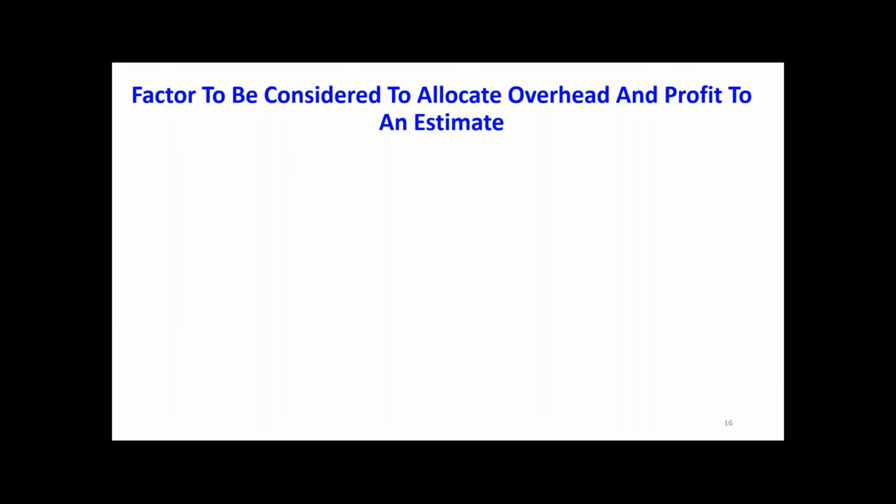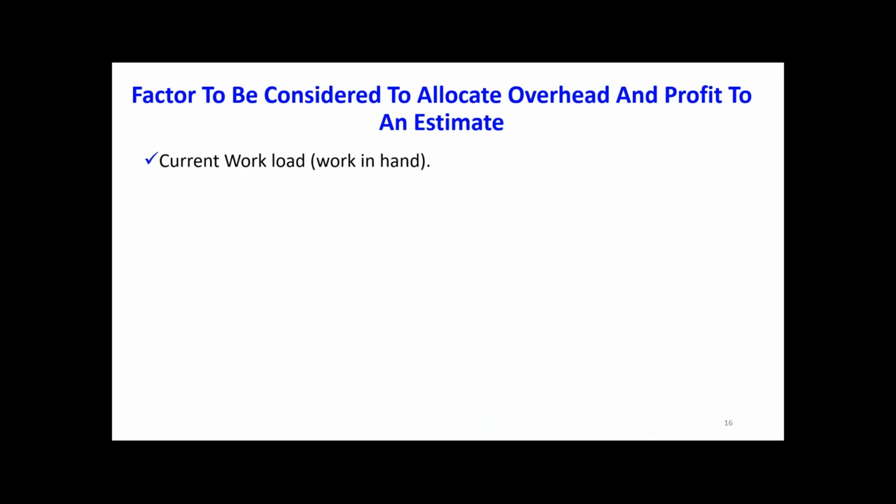Now, what is the factor to be allocated when you are deciding the overhead and the profit to your estimated price? What is the factor? How do you allocate? You have the percentage, right? There will be a 15, 20, 25, depending on the project. You have the profit and overhead margin. So how do you allocate that? There are some factors. We have to see the current workload. Okay. How much workload do we have right now? We are fully loaded or we don't have any project.